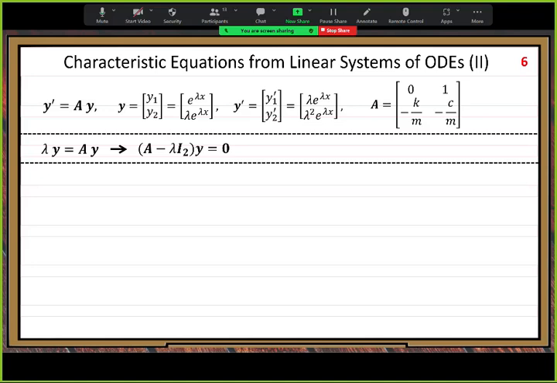Some basic linear algebra operations we get here. After factorization, we know y is a non-zero vector. This 2 by 2 matrix multiplies a non-zero vector equals 0.